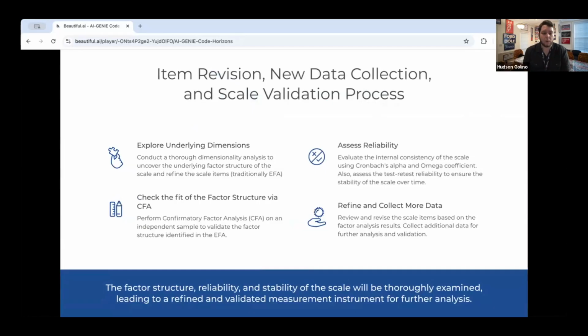So once we have implemented this first round of review, we can do several things. We can explore the underlying dimensions, see if the dimensions match the expected dimensionality structure given the theoretical background that was used to justify the item construction. We can check the fit of the structures using confirmatory factor analysis or generalized structural equation modeling. We can assess reliability of the items. And then based on the initial analysis, we can refine the scales, refine the items, and collect more data.